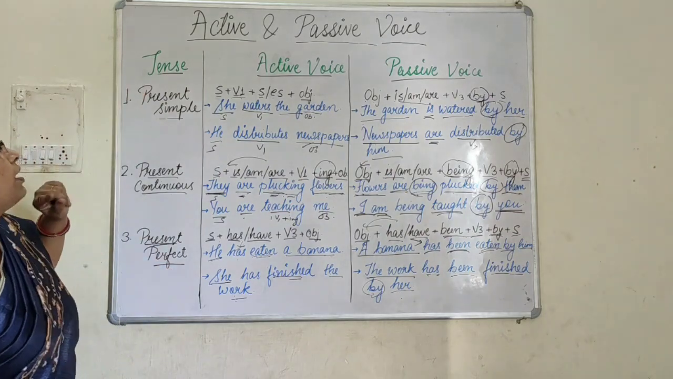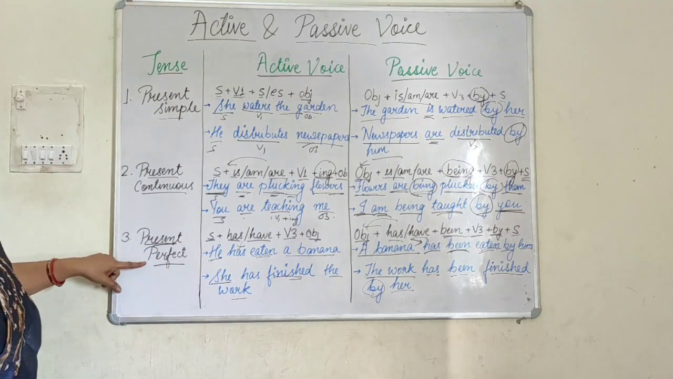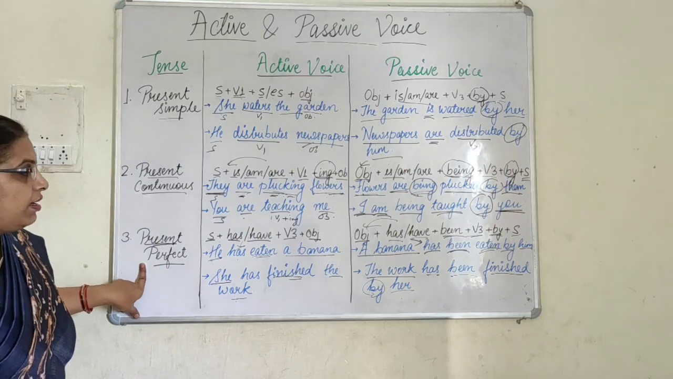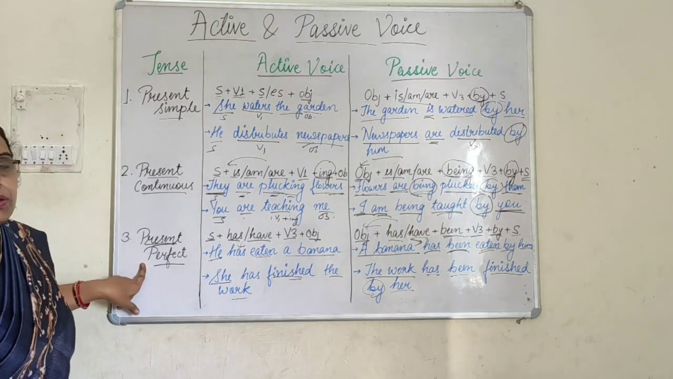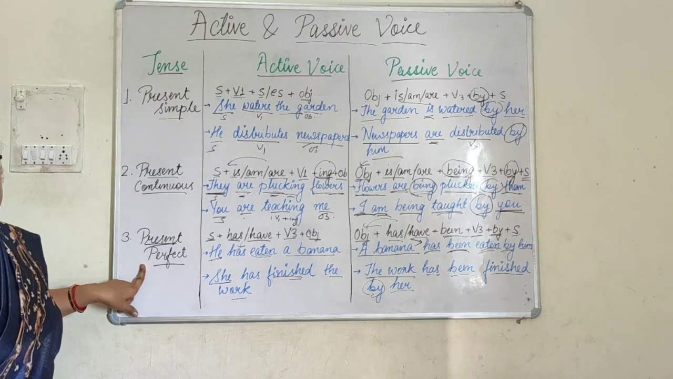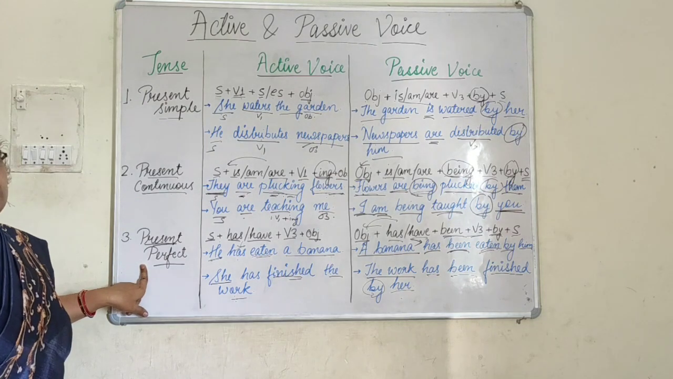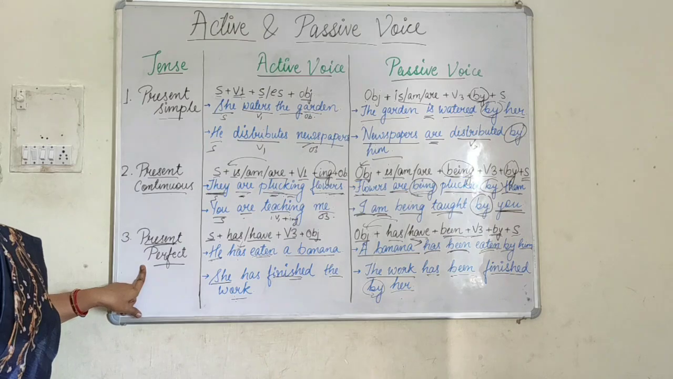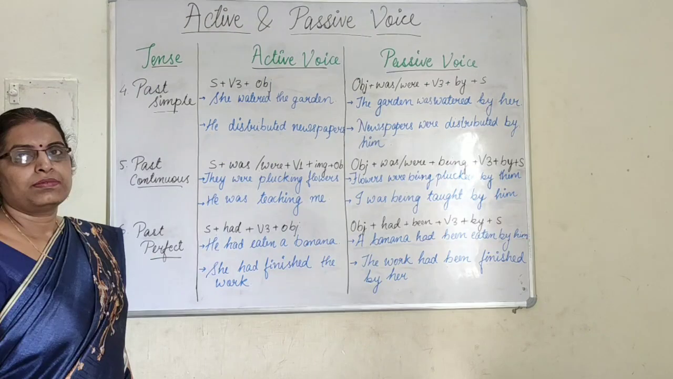And the fourth tense is present perfect continuous. That sentence is not changed into passive voice. This is about your present tense. There are 4 types, but only 3 can be changed into passive voice.